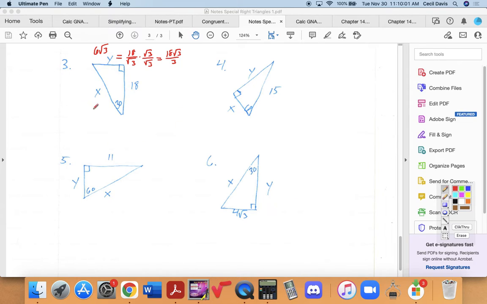And then how would we get the hypotenuse? Double the short leg. 6 square roots of 3 times 2, which is 12 square roots of 3. Right. The hypotenuse is double the short leg.